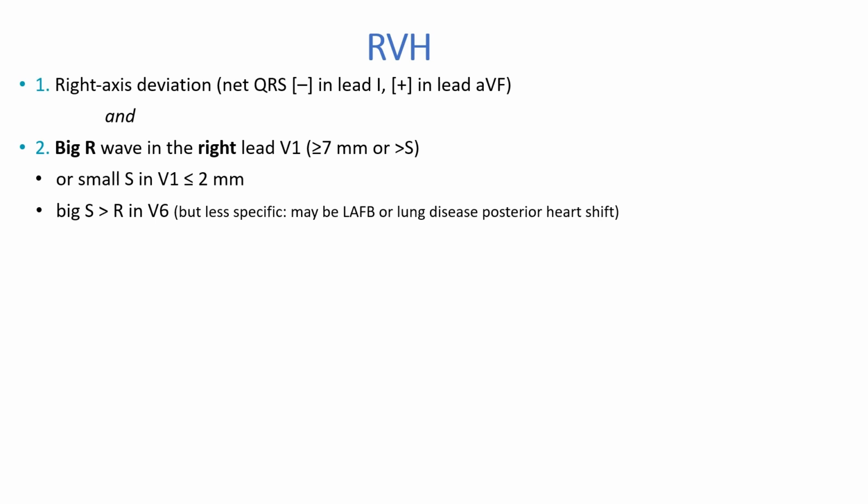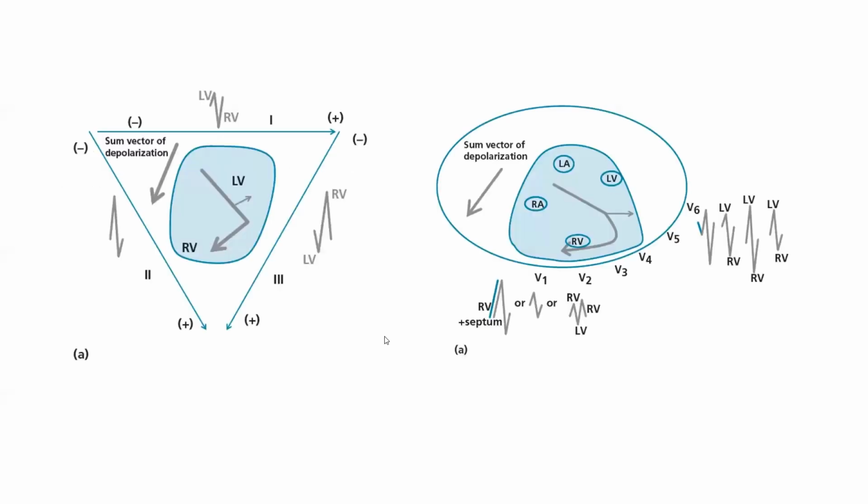30 degree axis. Okay? In RVH, on the other hand, it's mandatory to have right axis deviation to define RVH, or close to right axis. And on top of that, you need big R wave in the right lead V1. Most importantly, R bigger than S, or if not bigger than S, more than 7 millimeters. Another criterion, and here are some morphologies. You can have R bigger than S or more than 7 millimeters in lead V1, or you can have the whole QRS is small with a tiny S less than 2 millimeters.